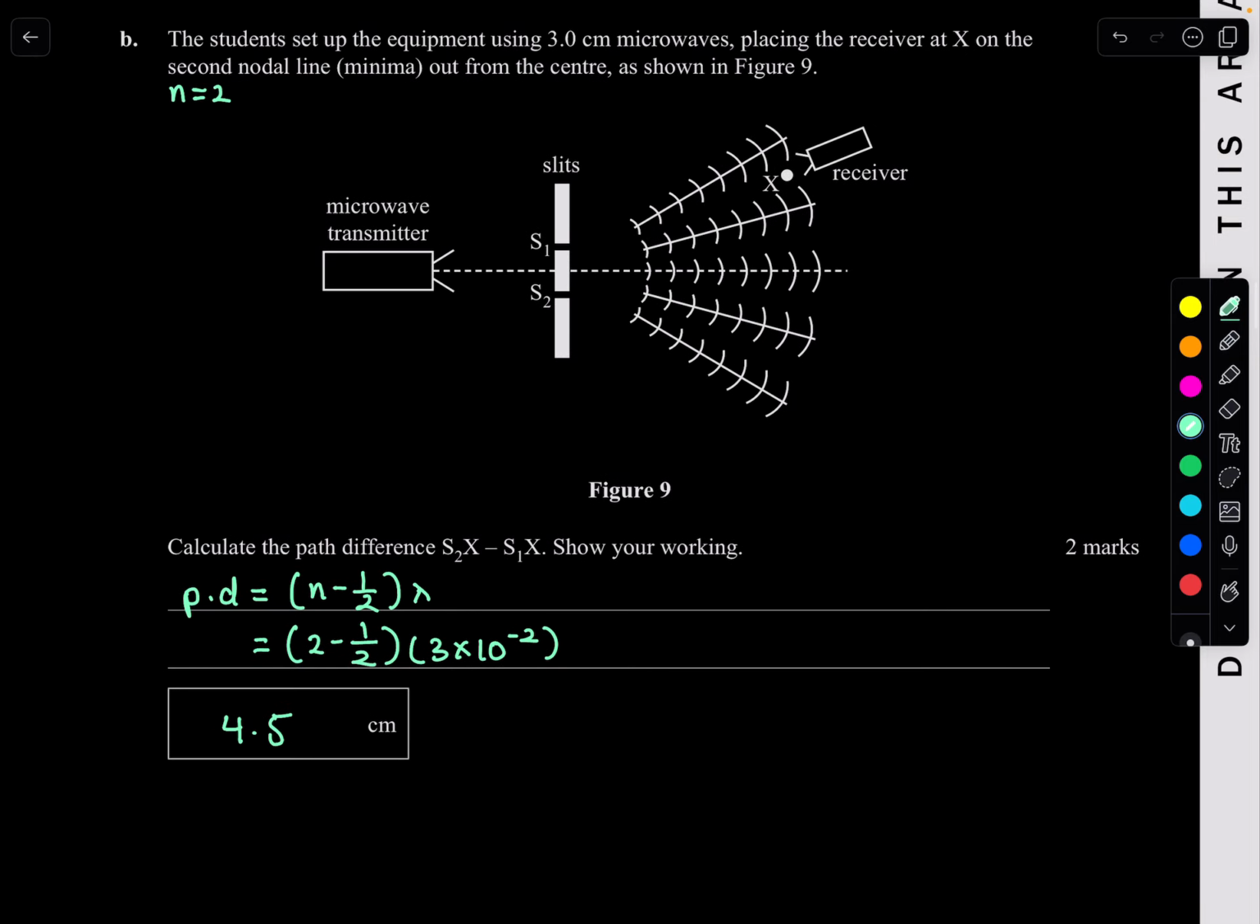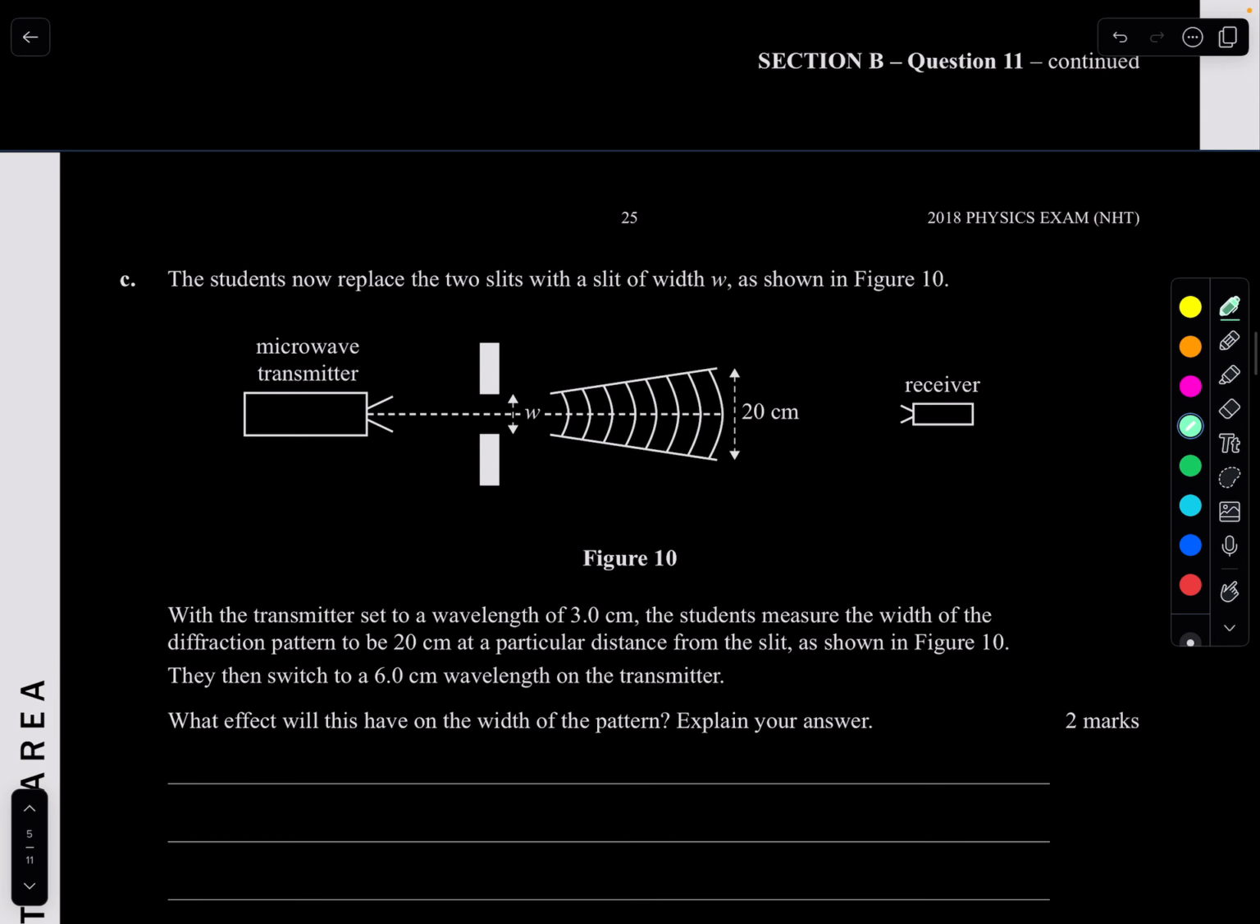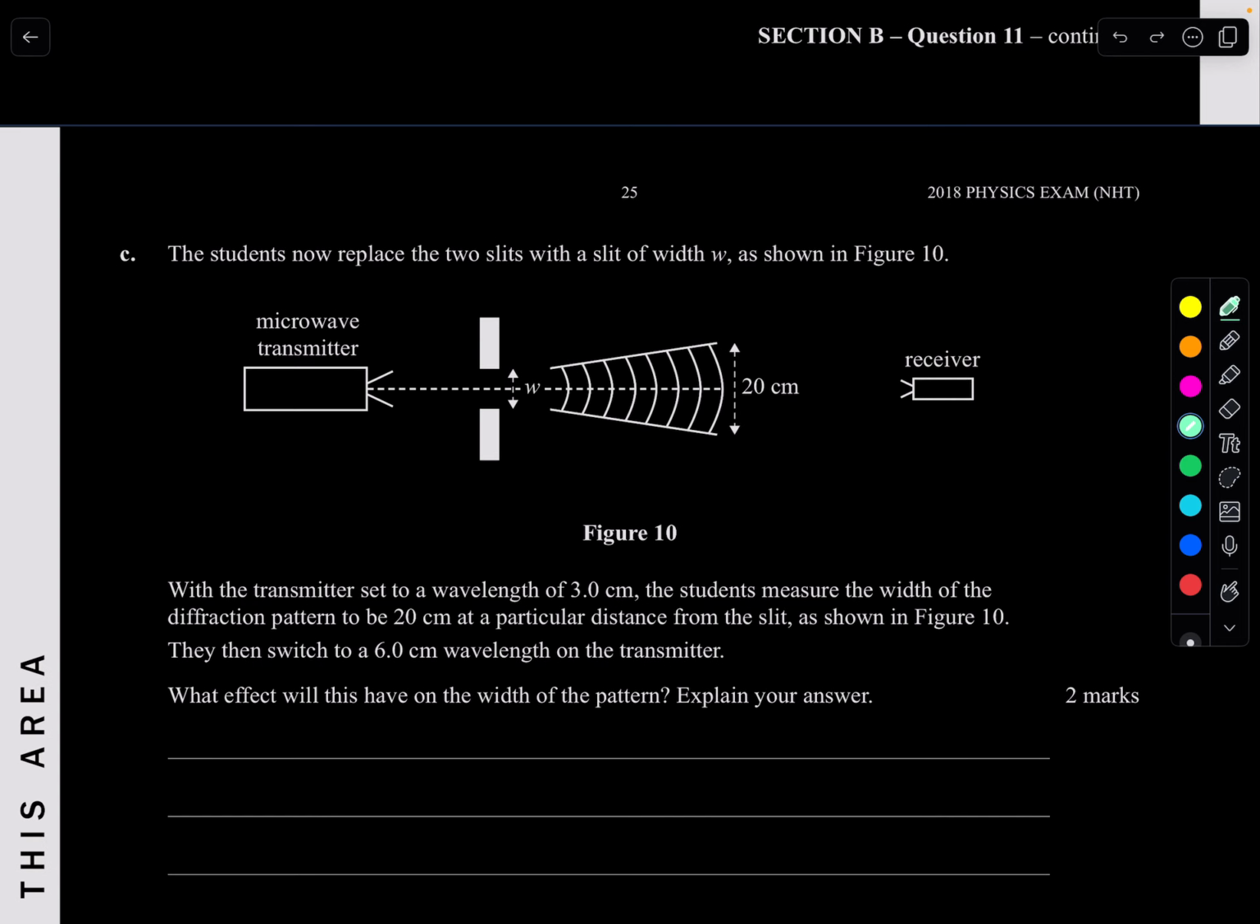Easy. Nice. The student now replaces the two slits with a slit of width W as shown in figure 10. This looks like a diffraction pattern just from looking at it. We've seen the microtransmitter creating those, and the receiver. With the transmitter set to a wavelength of 3 centimeters, the students measure the width of the diffraction pattern to be 20 centimeters at a particular distance from the slit, as shown in figure 10. Then they switch to a 6 centimeter wavelength on the transmitter. What effect will this have on the width of this pattern?